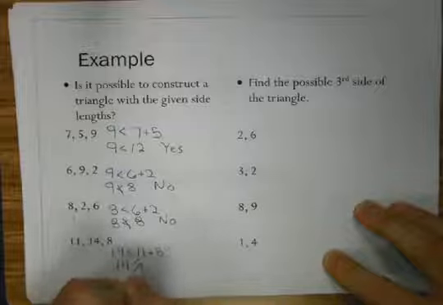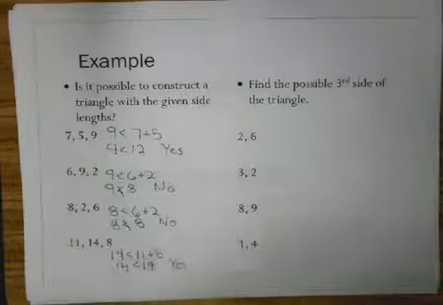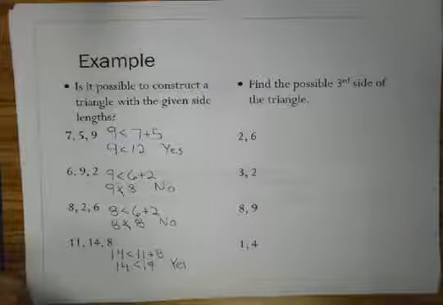8 is less than 6 plus 2. I get 8 is less than 8. Yes, they are equal, but it's not an inequality. It's not true. It does not form a triangle. This, in fact, would give us a line, not a triangle at all. And last one, 14 is less than 11 plus 8. I get 14 is less than 19, and that is true. So that is yes. If it meets the inequality, it forms a triangle. If it doesn't, it's not a triangle.